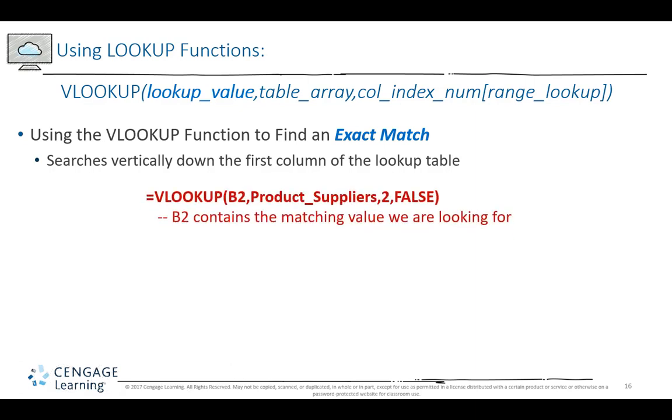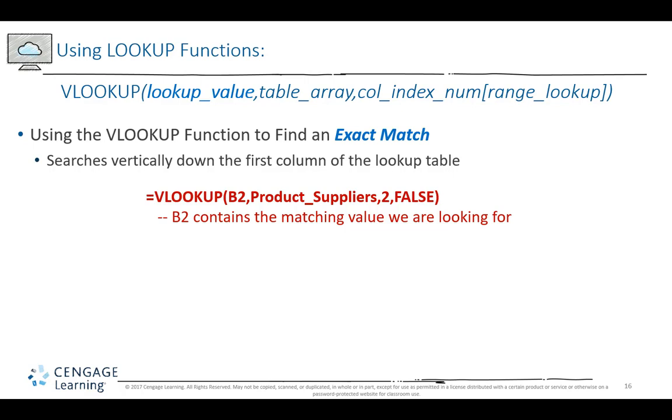Here is a sample VLOOKUP for vertical. We're looking at cell B2's value. That's containing the matching value that we're searching for in the product suppliers table. Now remember, we don't need to supply the column number that we're checking because it will always be column number 1 for a VLOOKUP or row number 1 for an HLOOKUP.